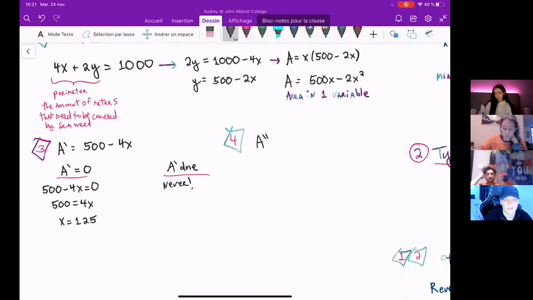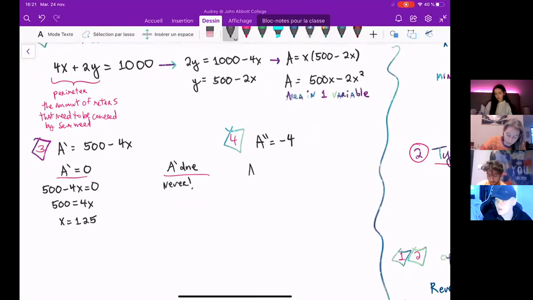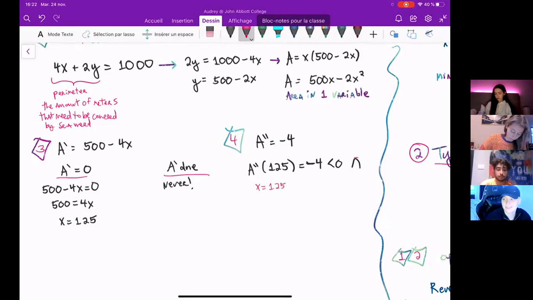Is it a problem that A double prime is constant? No, that's allowed. All that means is that this is concave down everywhere. So in other words, A double prime of 125 is equal to -4, which is less than 0. So this is concave down everywhere. So is X equals 125 a max? So X equals 125 is a max.